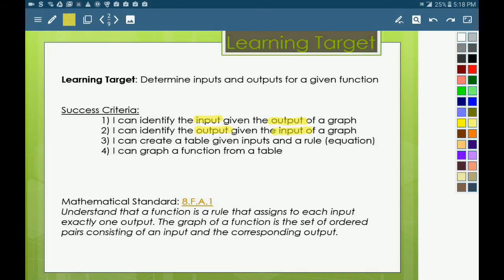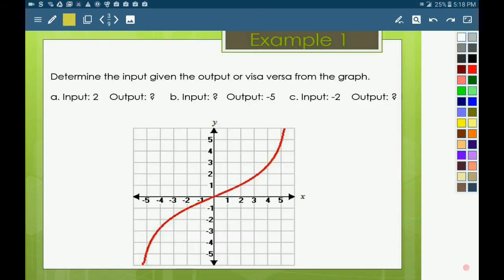I can create a table given inputs and a rule. So we're going to create a table from inputs and a rule. Lastly, I can graph a function from a table. Okay, so we're going to be able to do all four of those things by the end of this lesson. Let's take a look at the first example.